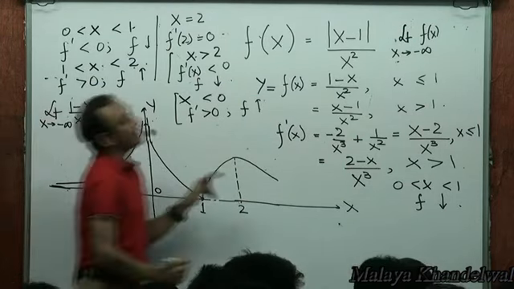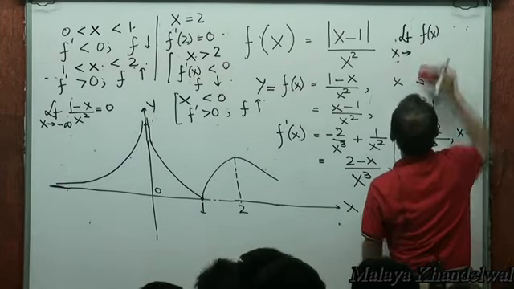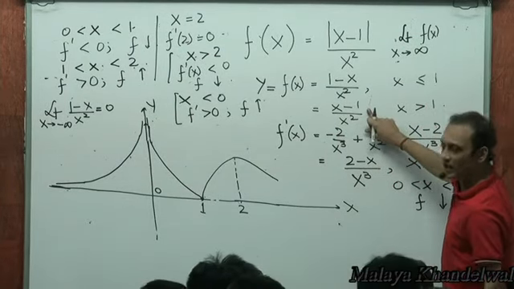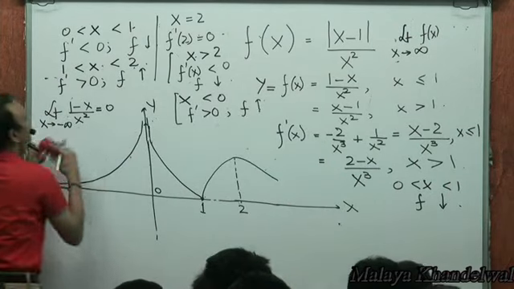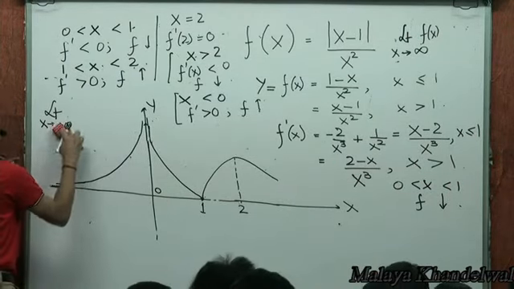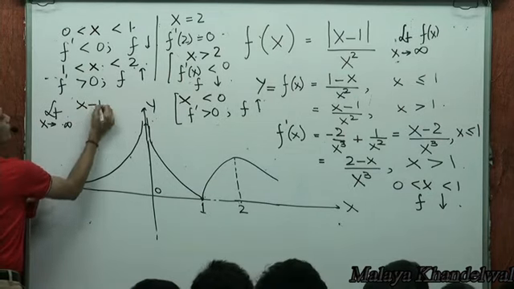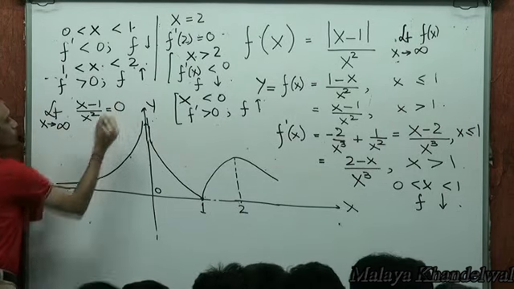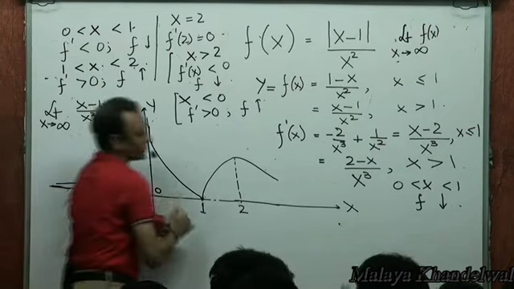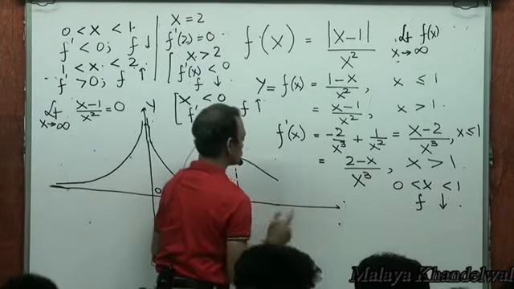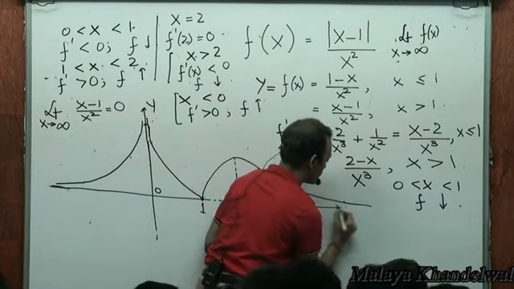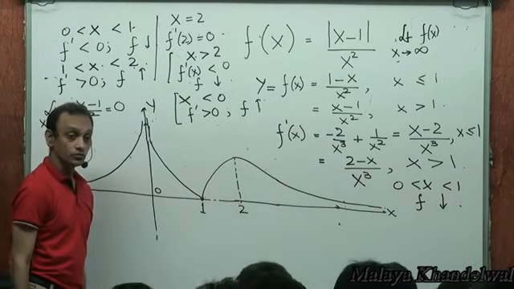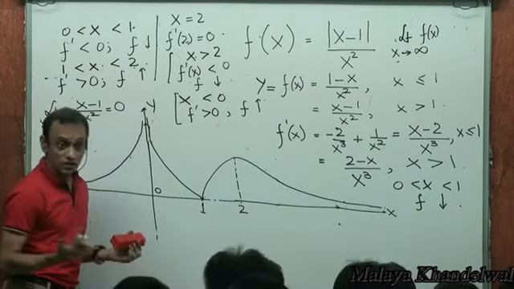Right? Similarly, limit f x as x tends to plus infinity. You will take this as the description, x minus 1. So if instead of 1 minus x, you had x minus 1, as x tends to plus infinity, that will also be 0. So then, to the right of 2, as x tends to plus infinity, f x is tending to 0. This is the trace of this function.